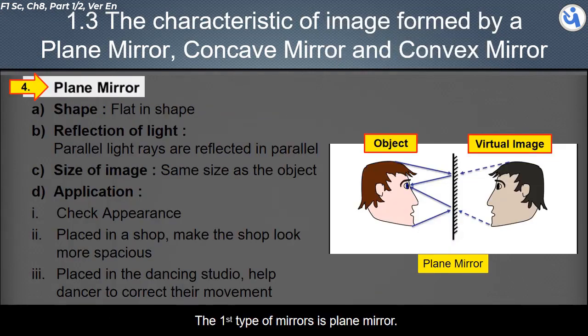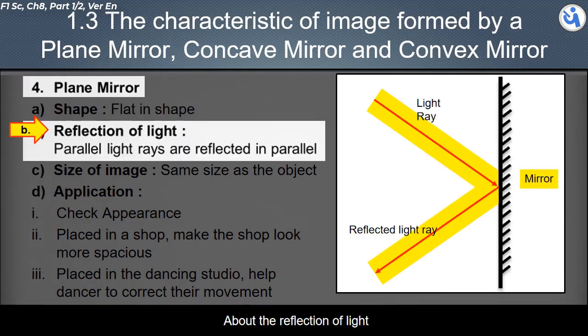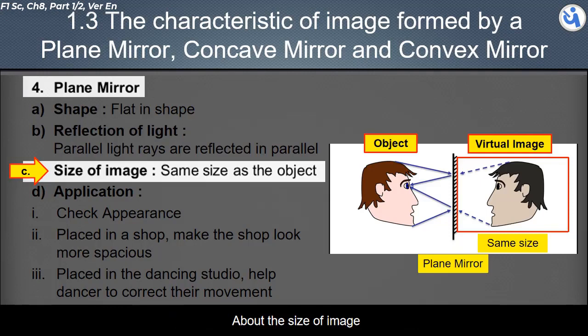The first type of mirror is the plane mirror. The following are the characteristics of the plane mirror. A plane mirror is flat in shape. About the reflection of light: parallel light rays are reflected in parallel. About the size of the image: the image formed is the same size as the object.